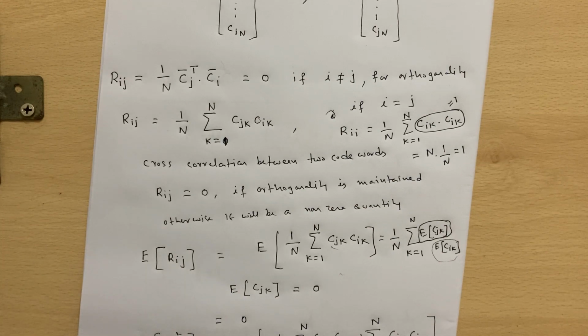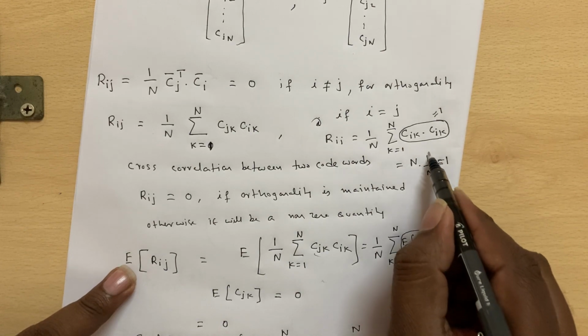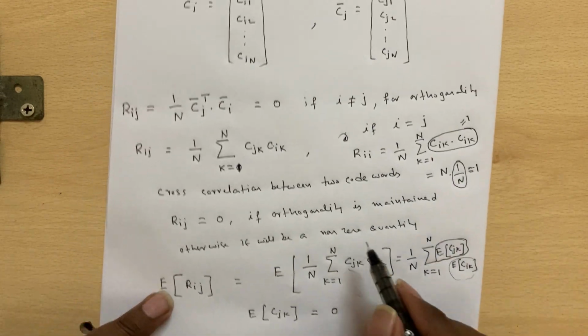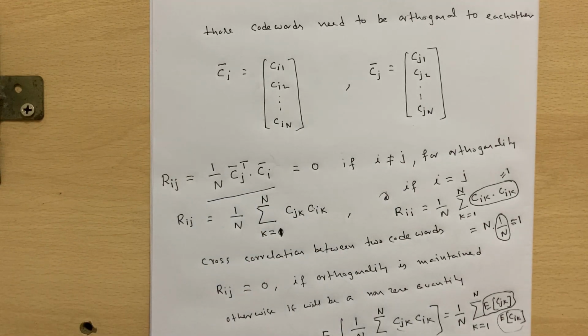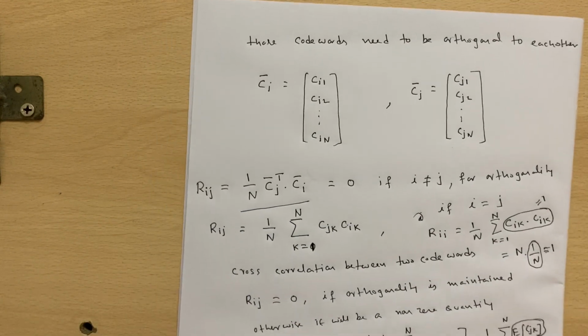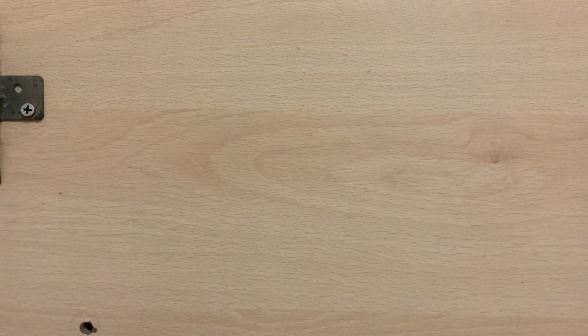So this is the correlation with the self code, and that will be equal to 1. Actually, to maintain this value as 1, this normalizing factor 1 by n is attached with this cross correlation function like this. So what are the types of orthogonal codes available to us? We'll just list them out here.